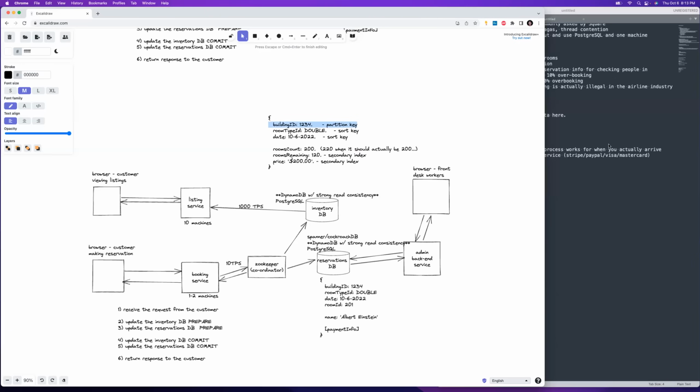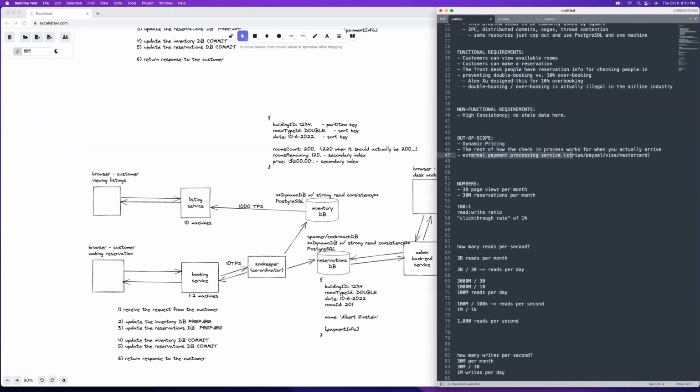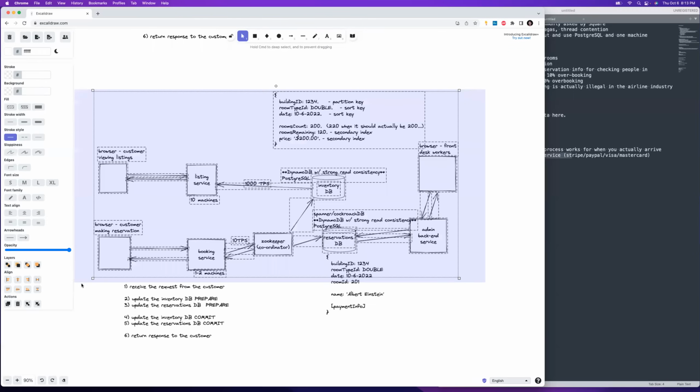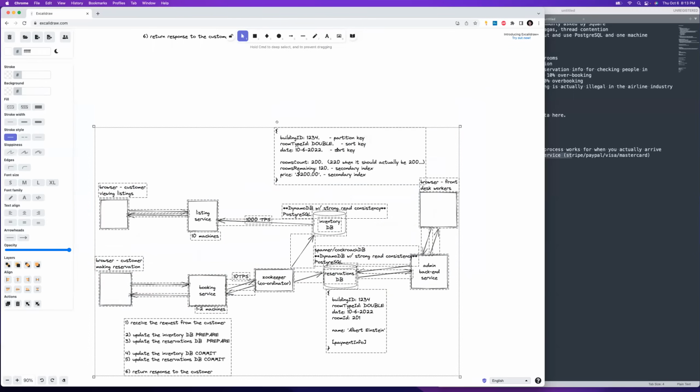Okay, what else do we want to handle? Oh, external payment processing service. Okay, yeah, I can talk about that. I want to do that on approach 1 just because I hate this approach so much.